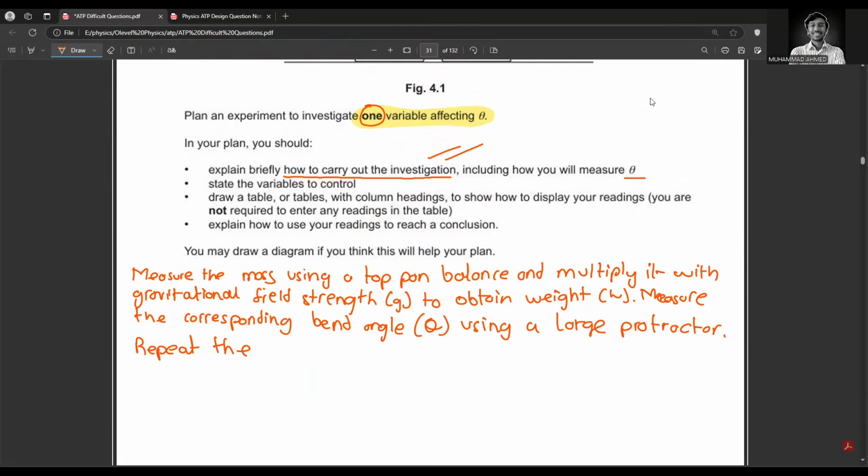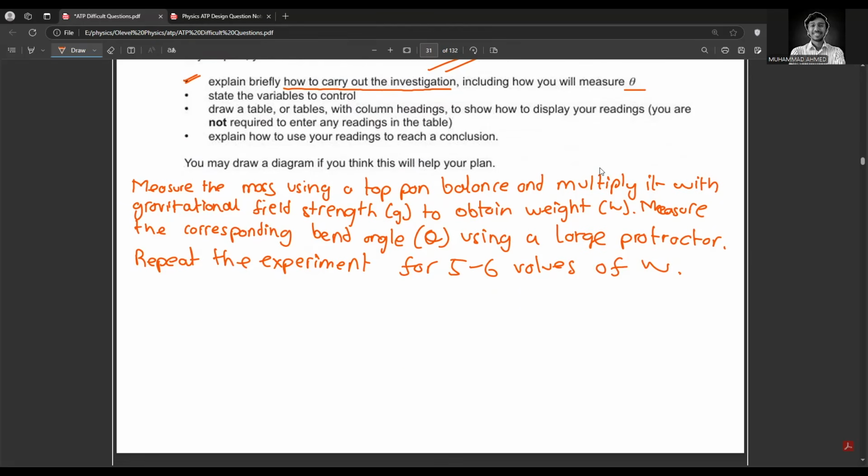Repeat the experiment for 5 to 6 values of W. Okay, the first point is catered out. Now, the second point: you have to tell the variables to control here. Which variables will you control here?